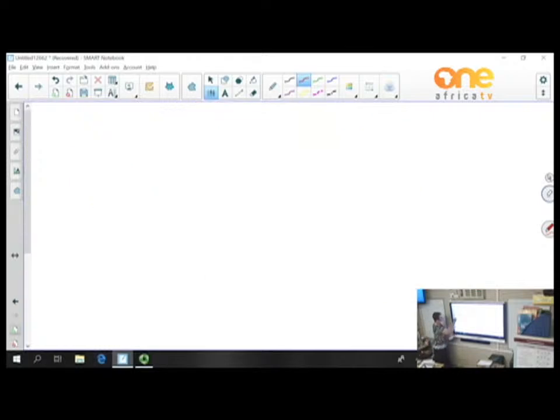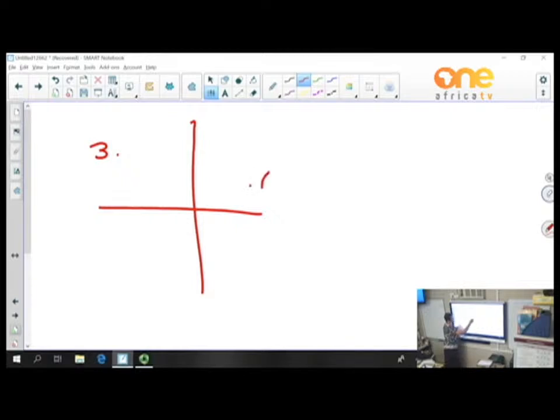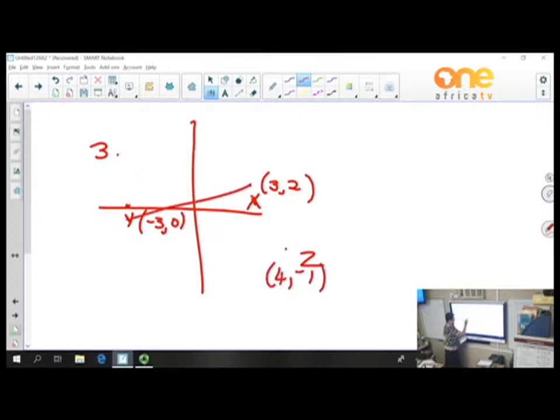Then we also had number 3 for homework. A triangle. So this time you have a triangle. X, which is 3, 2. There's your point X. The next one is Y, -3, 0. And then the last one is Z, 4, -1. Just more or less so that we can see the picture that we have here. This is a triangle this time. Find the lengths of XY, YZ, and XZ.